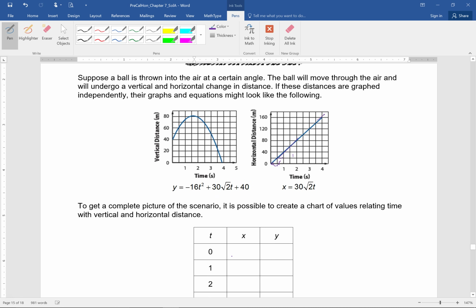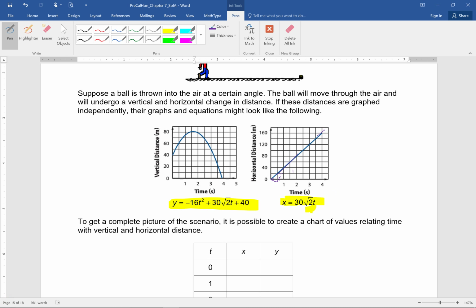If we come up with an equation for the vertical change in time, it'll look like this. It's a quadratic equation, right? Because it goes up and then it goes down, so it's a parabola. The horizontal is a linear change in distance, so this is a linear equation. Do you see that? It's y equals mx plus b. X equals some number times t. Okay?